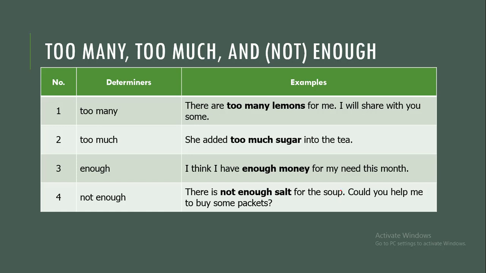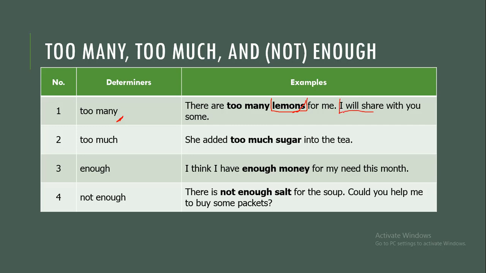Now when we go back to this one again, too many, it is for countable nouns, lemons are countable. So there are too many lemons for me. The condition here, I just need some lemons, but somebody gave me many or a lot, so that's why I said I have too many lemons for me. I will share with you.